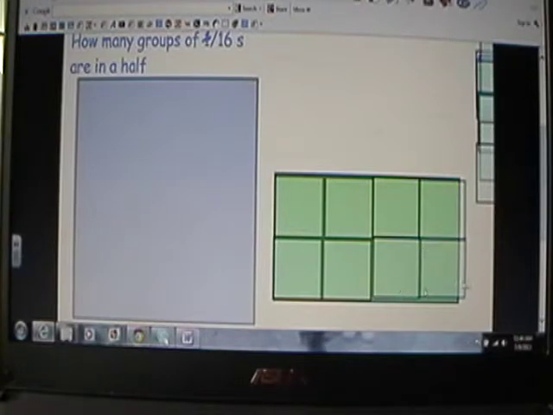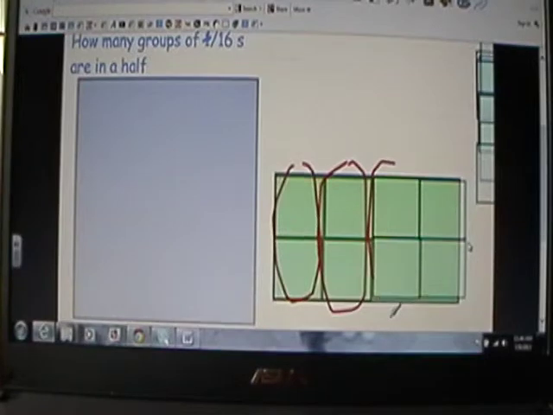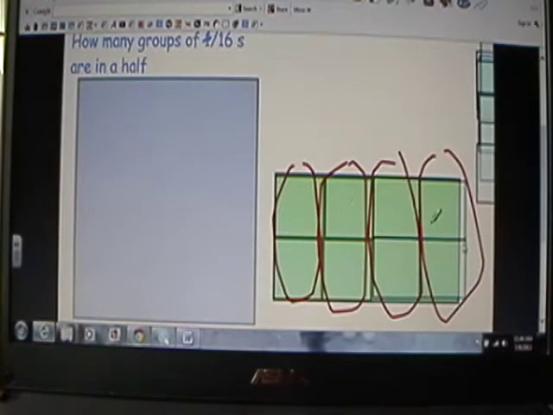of 2/16. Let me circle them just in case you're not following me. Here's a group of 2/16. Here's another group of 2/16. Another group, and another group. So we can visually see if we count, we have 4 groups like that. So we know the answer is 4.